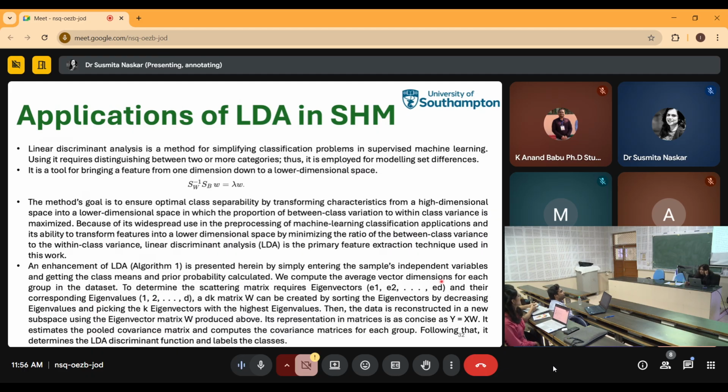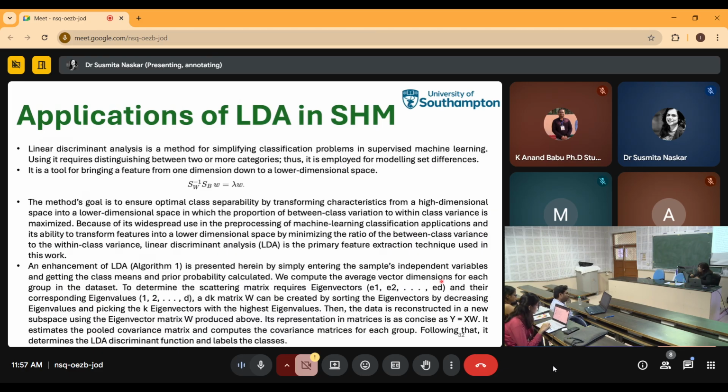Then there are several assumptions we also take in LDA, like LDA assumes approximately Gaussian classes with equal covariance. But if you try to understand the main context of SHM, you will see that we extract the features. Features can be anything, modal or time-frequency features, and then we apply this LDA method to separate healthy and multiple damaged states. So if you have like one to three different types of damaged states, then you can actually separate them from the healthy state.